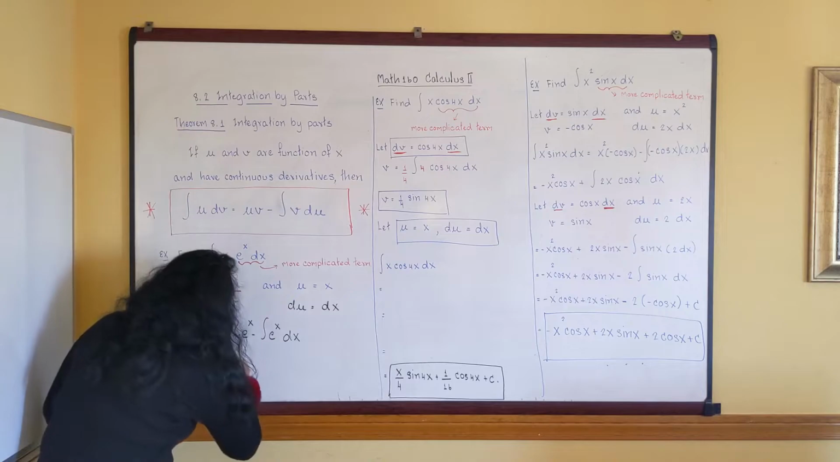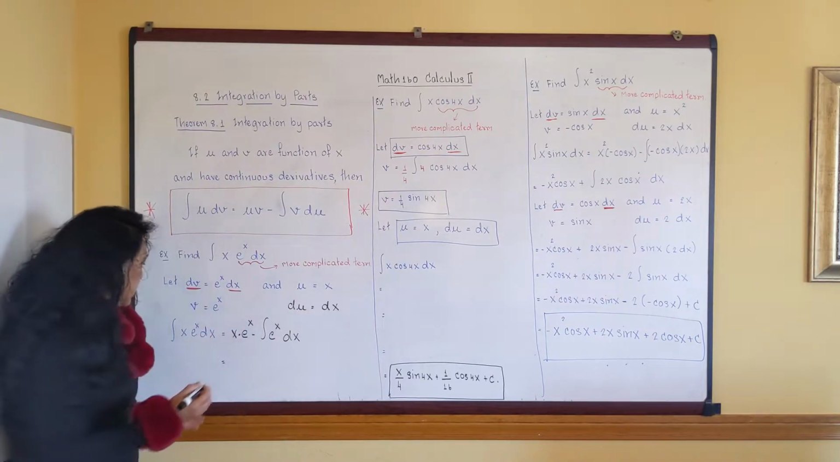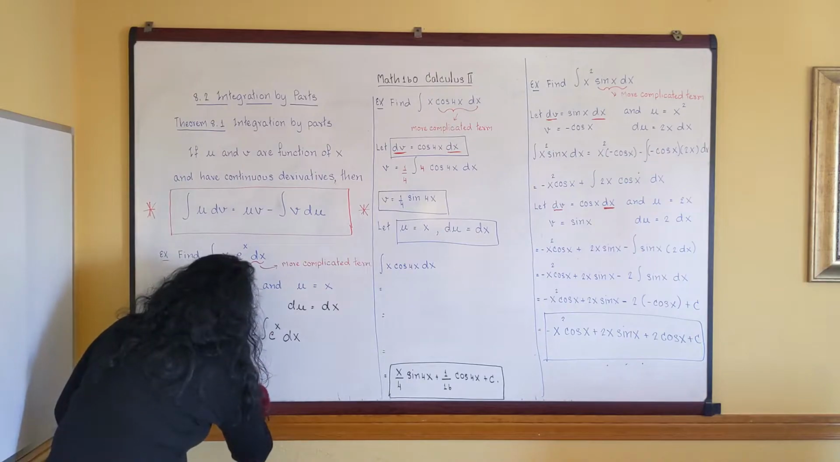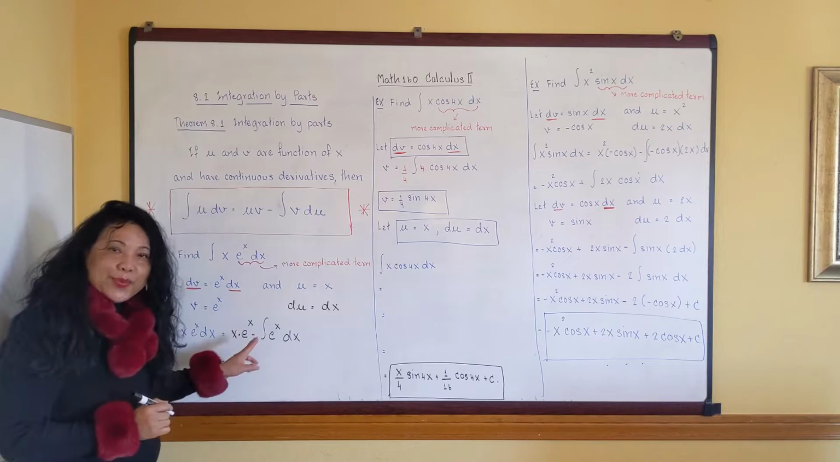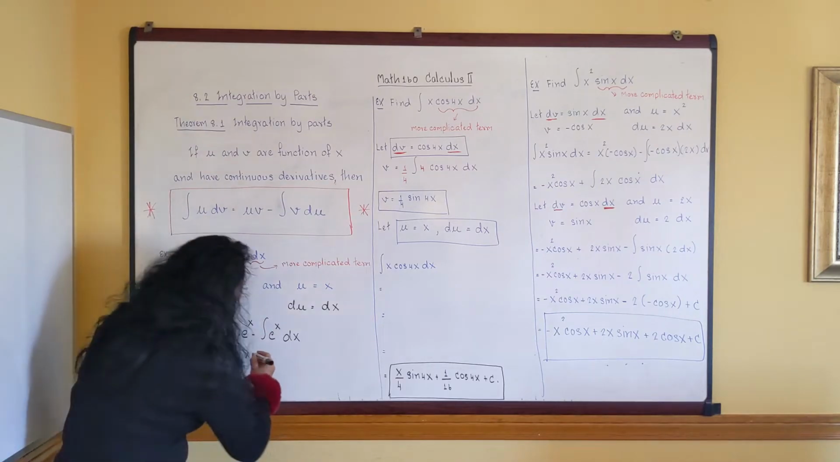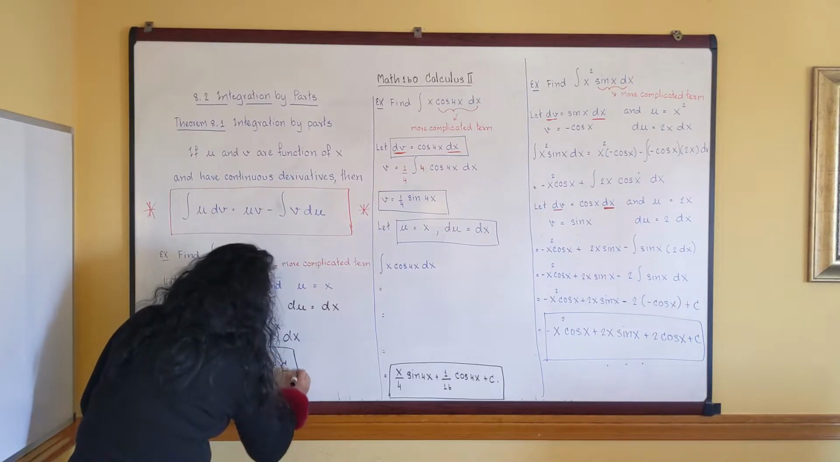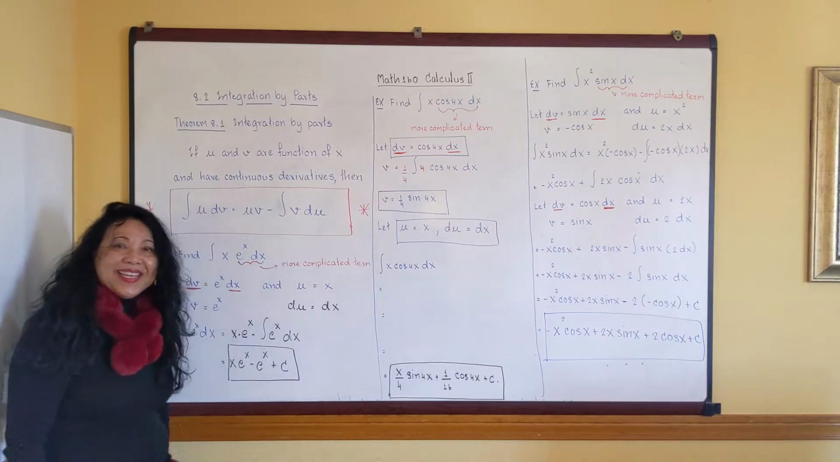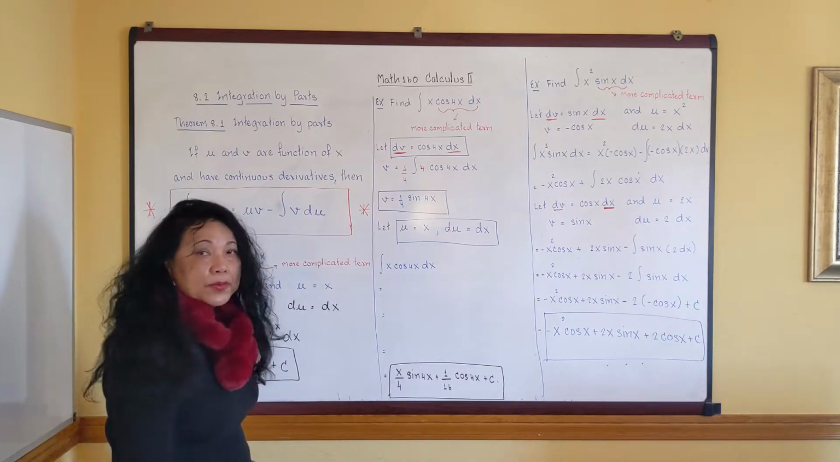Now, the first term here, you don't have to do anything. It's just x times e to the x. Minus, if you remember, the integral of e to the x is just e to the x. And then don't forget plus c. Very straightforward.